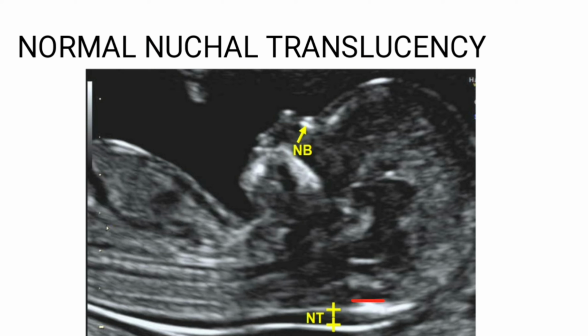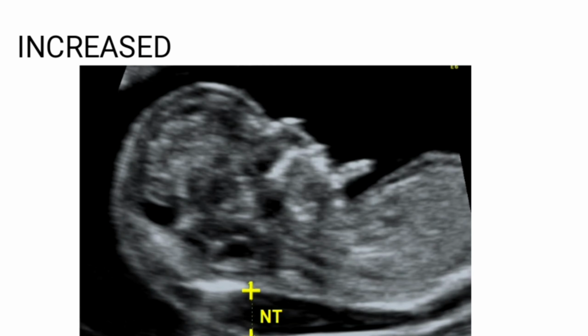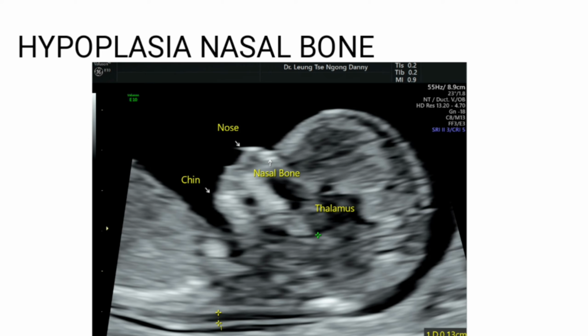So this is a normal neural tube. This is the normal nuchal translucency that you can see here, this one. And here this is a Down syndrome baby. You can see the nuchal translucency is very much increased here. In the next image, you can see some hypoplasia in the nasal bone. You can see here the nasal bone is hypoplastic. That is also seen in Down syndrome babies.